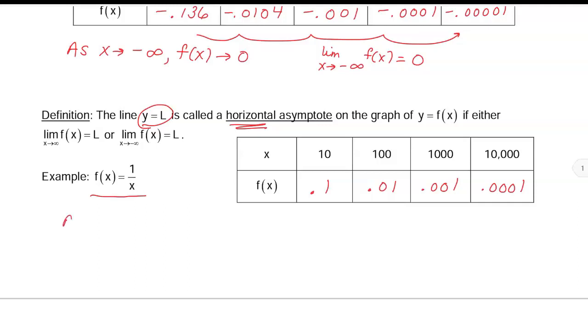Again, I can write: as x approaches infinity, f of x approaches 0. But of course, we would want you to write it in limit notation. So the limit as x approaches infinity of 1 over x equals 0. And by our horizontal asymptote definition, this means, therefore, that y equals 0 is a horizontal asymptote of the graph.